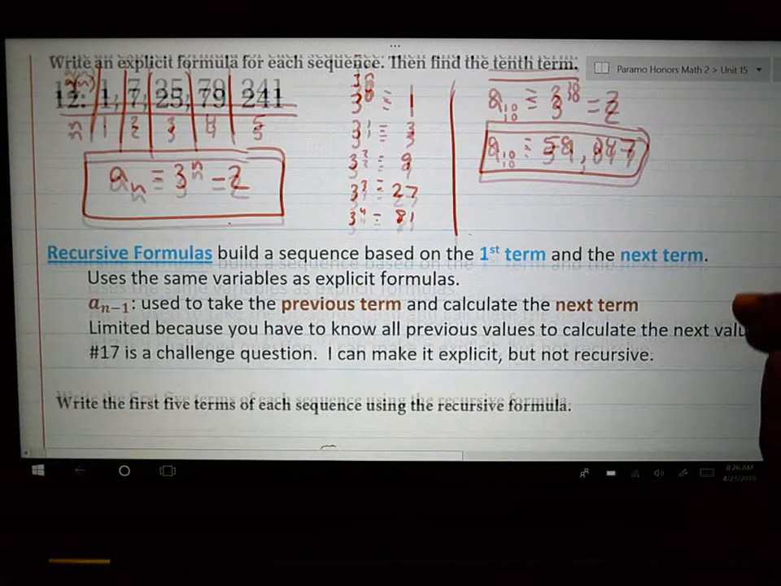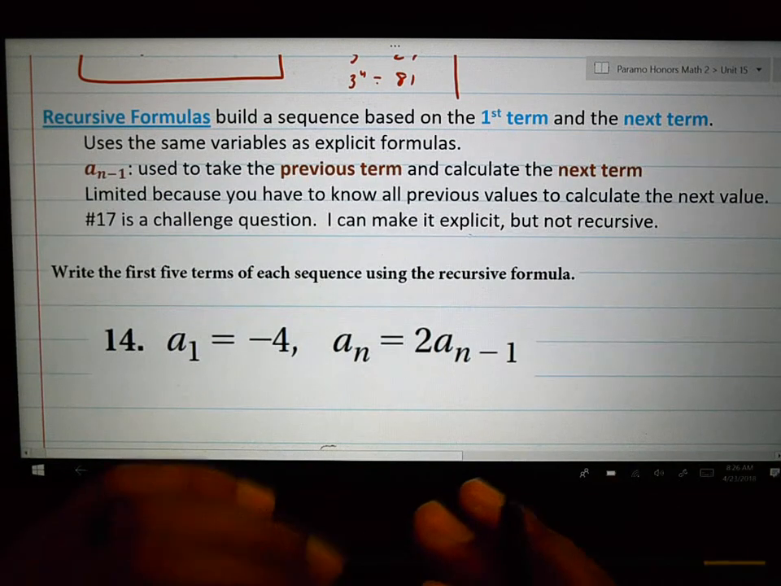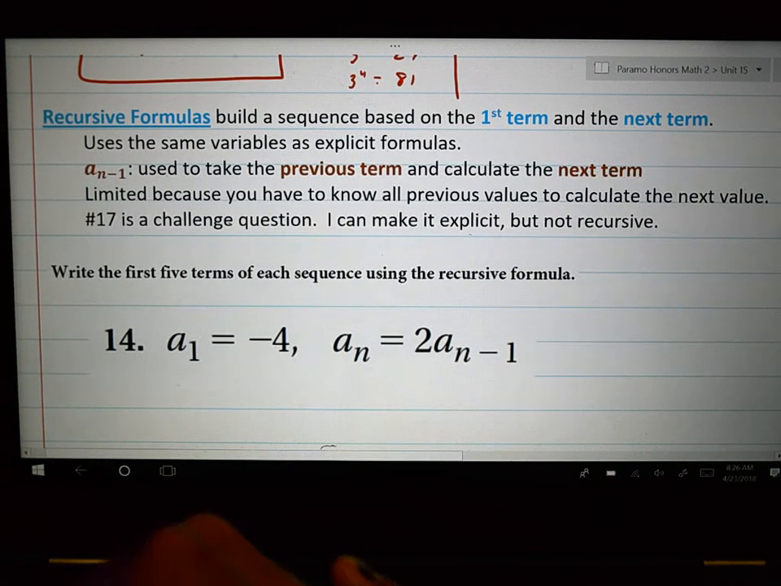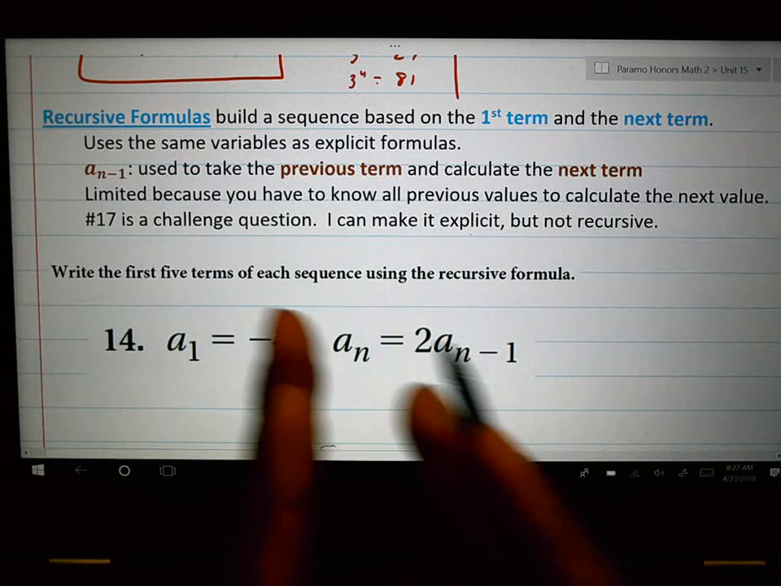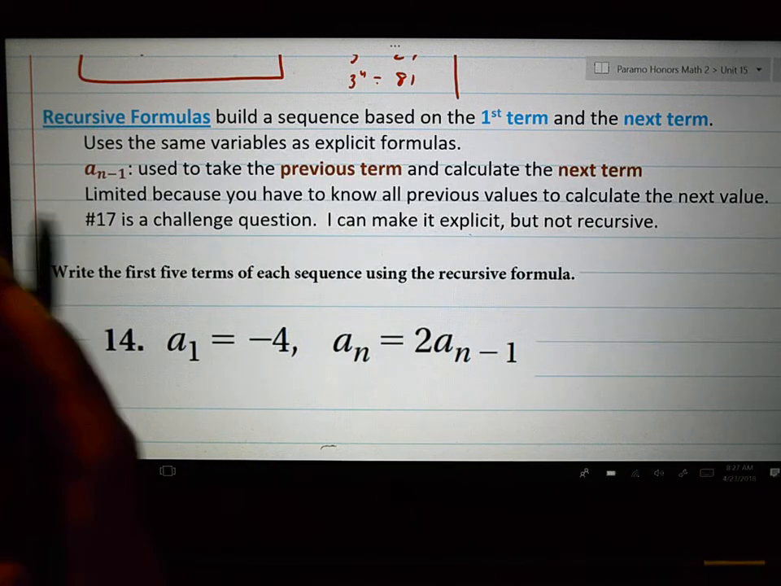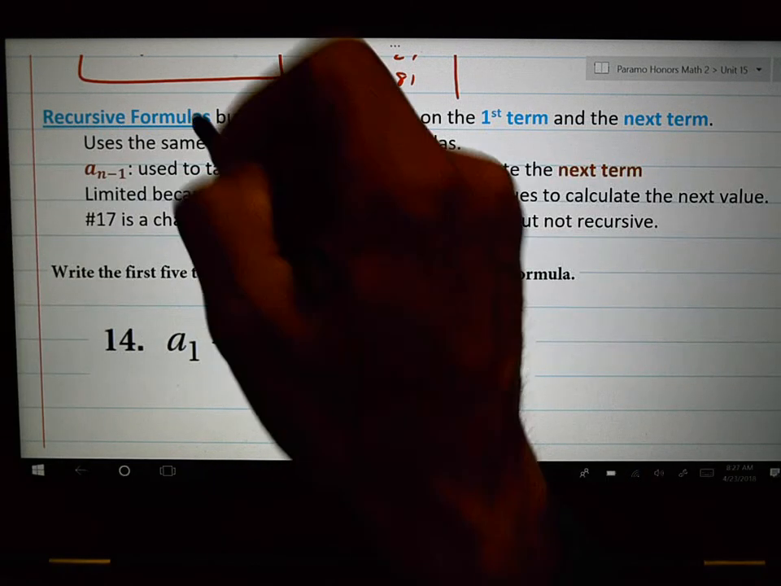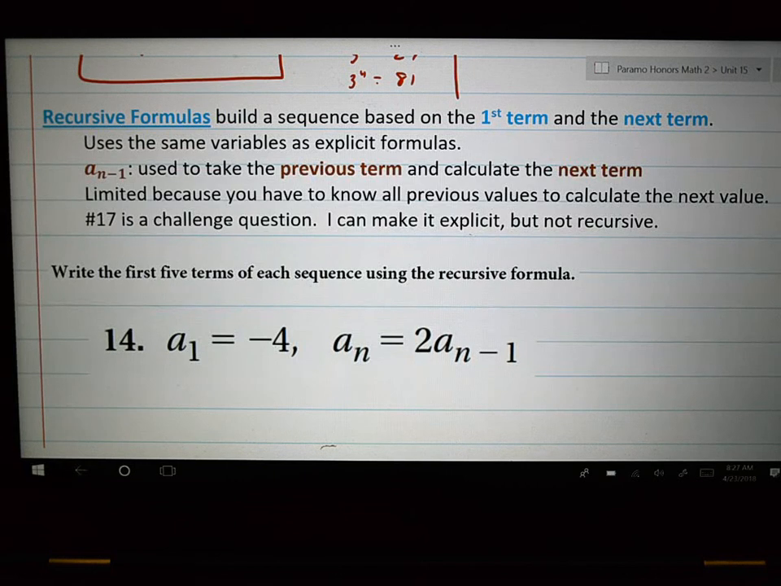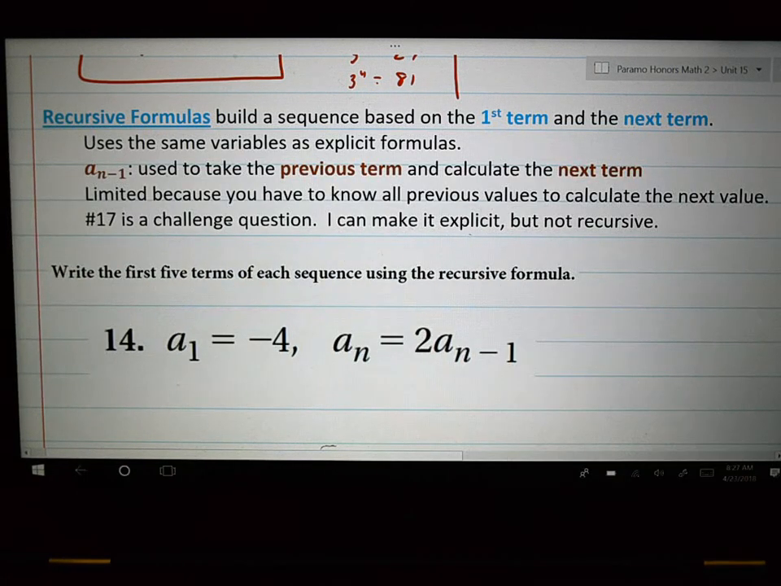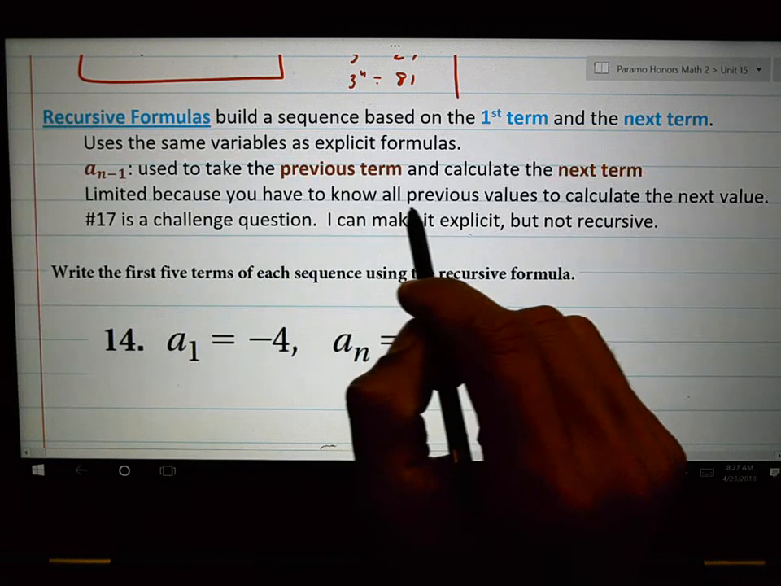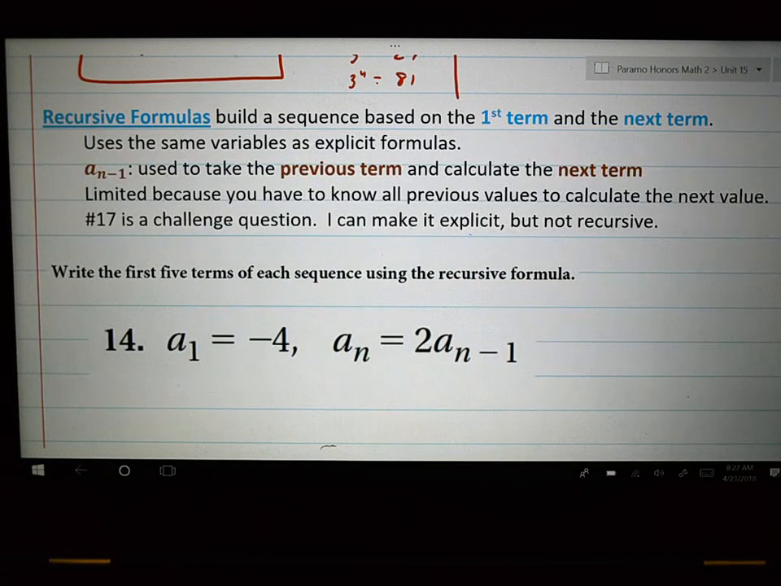But recursive formulas, on the other hand, are built off of the first value. If you know what the first term is, you can find the next term by doing something to the first term. That's the difference between this and recursive. It uses the same variable, so your n still is the term number. A of n minus 1 is used to take the previous term and calculate the next term. It's limited because you have to know all previous values to calculate the next value, meaning this.